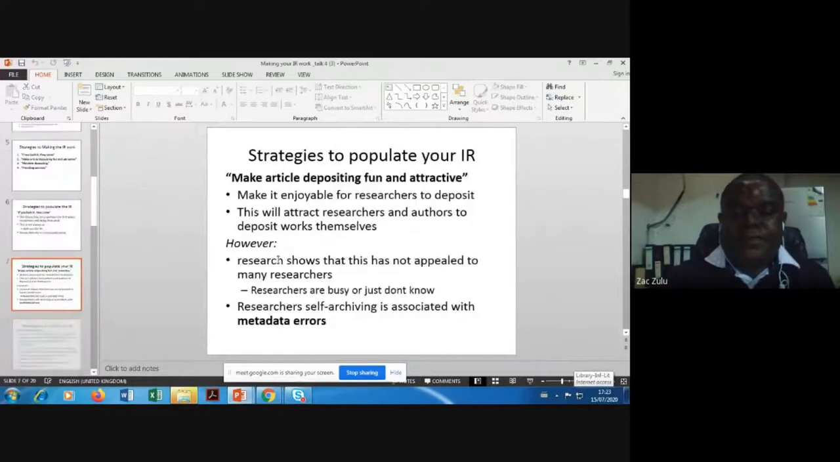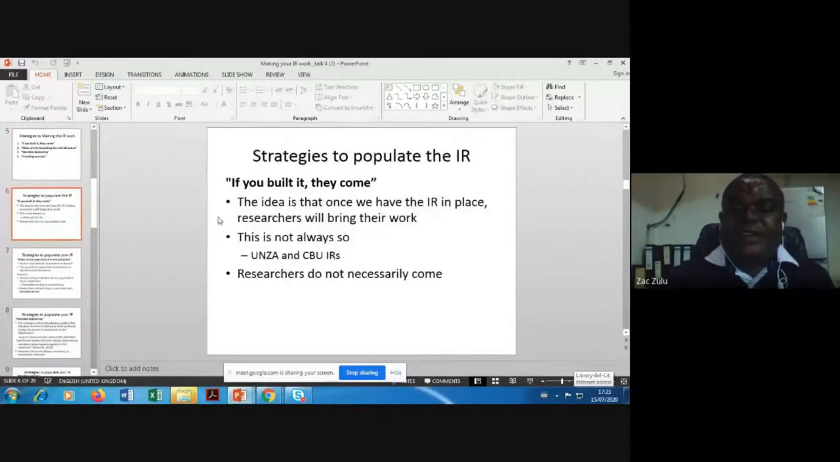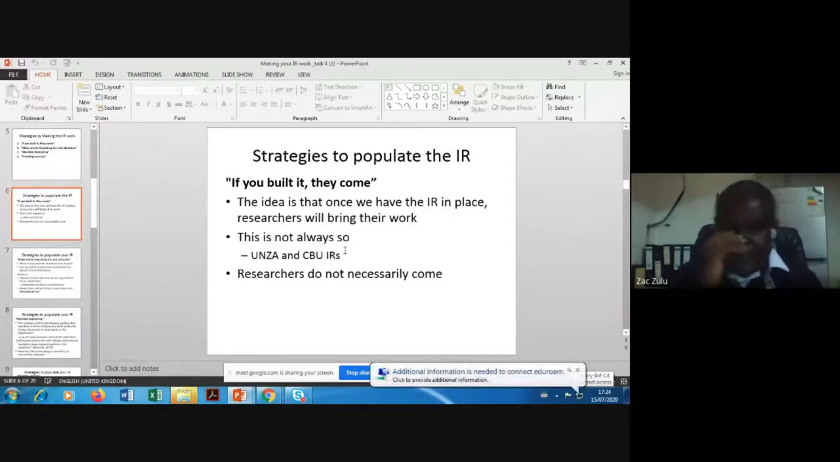The idea that if you build it, they'll come is that once we have the IR in place, institutions will bring their work. This has not always been so with UNZA and the CPU. The researchers, like I earlier said, don't usually come. So in our policy, we have made it a point; we have crafted it in such a way that it's mandatory. Just see the way our special collections policy was crafted.